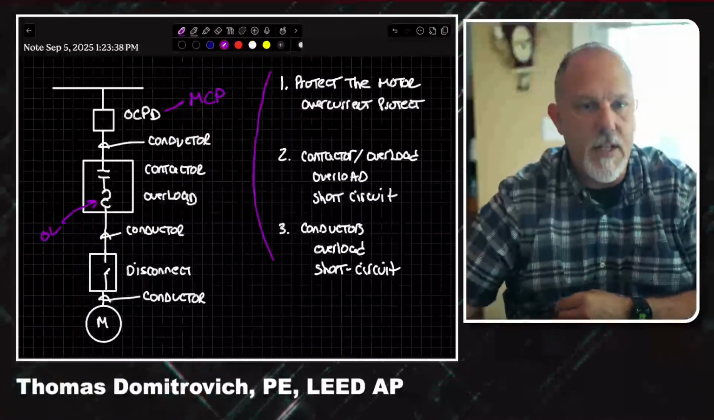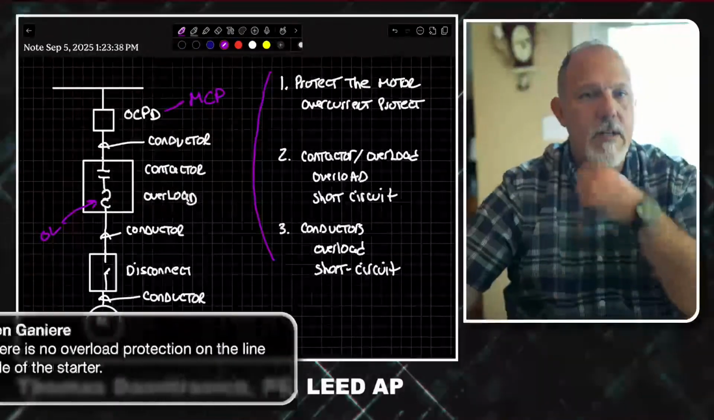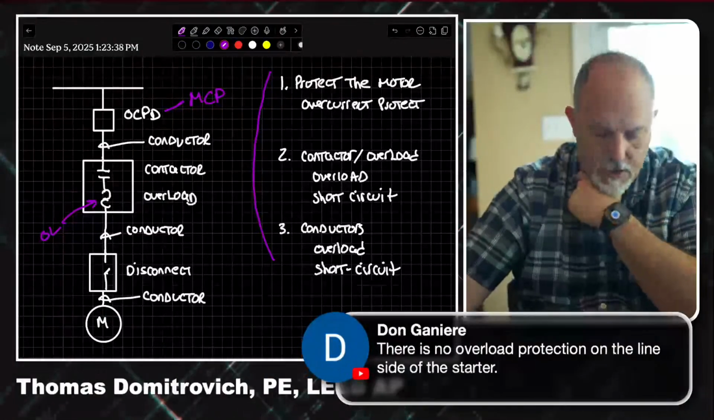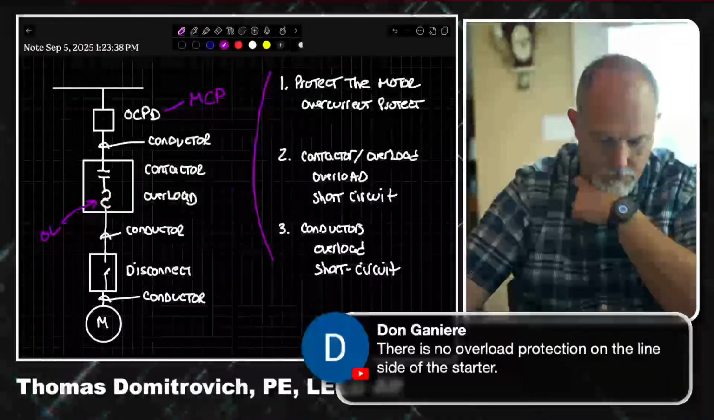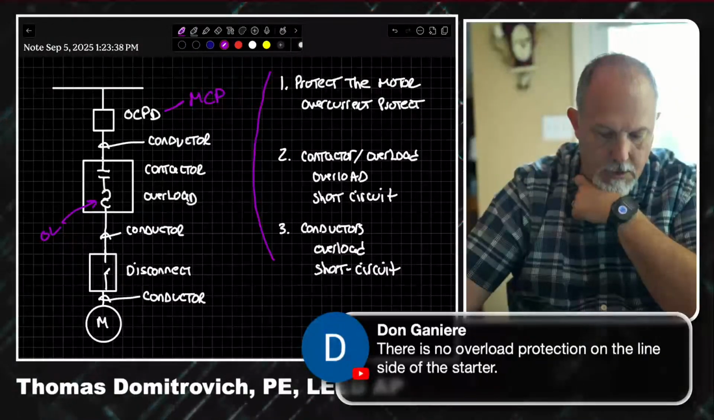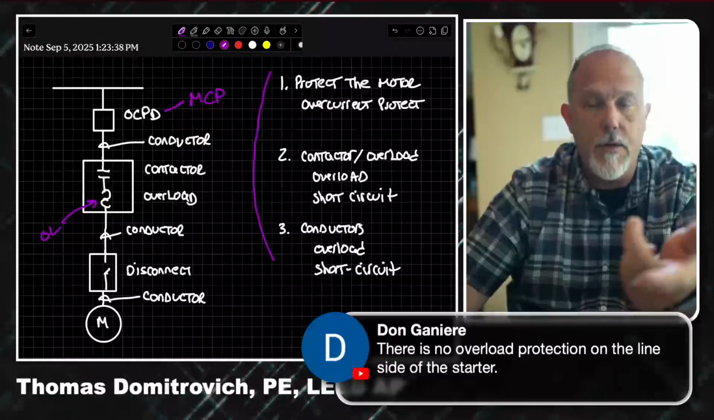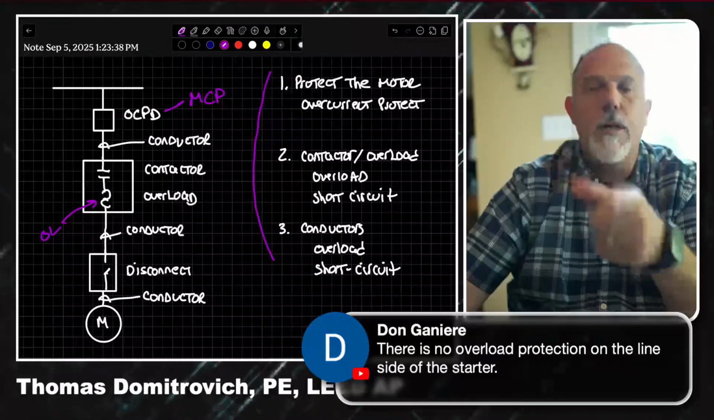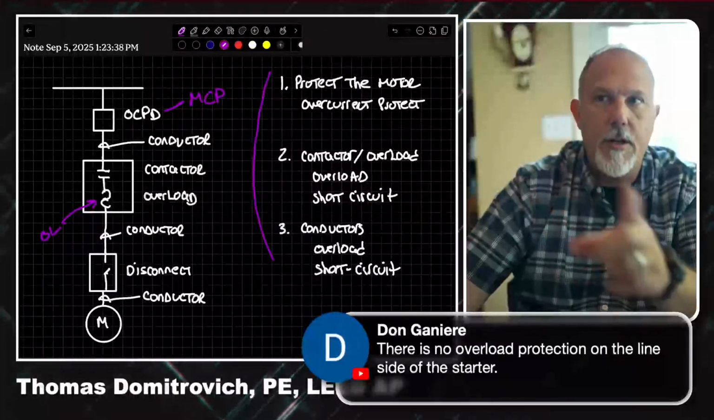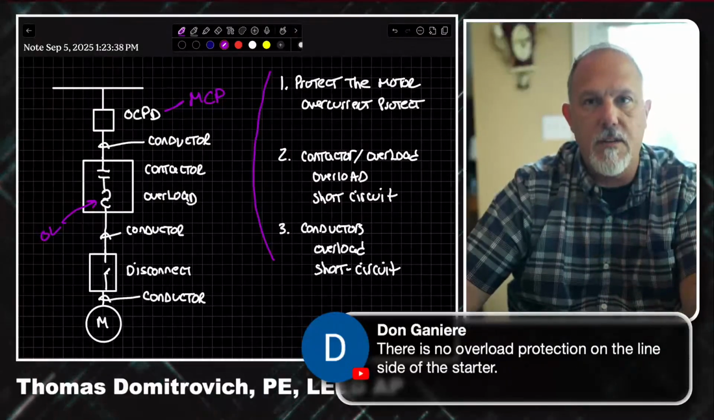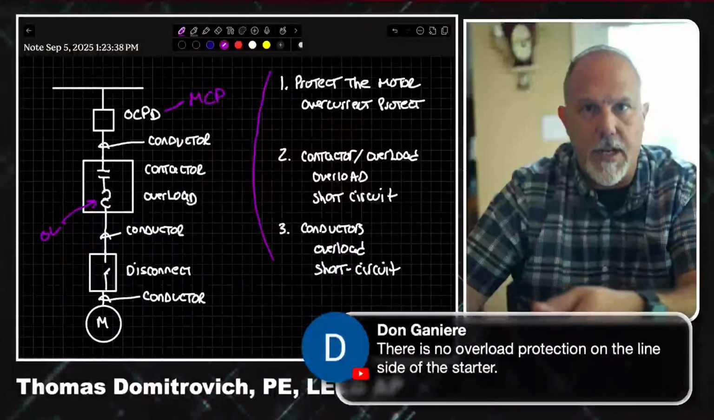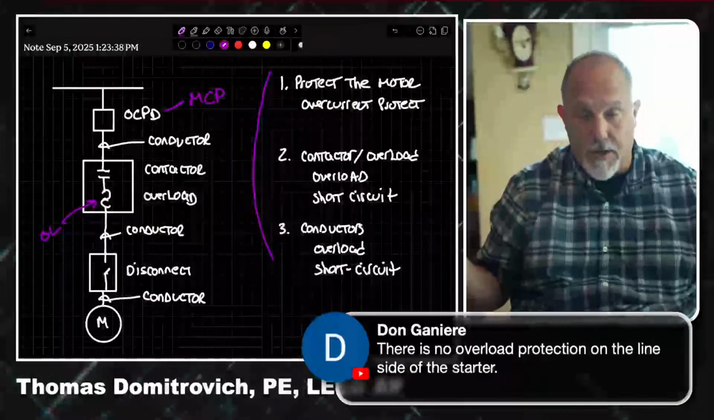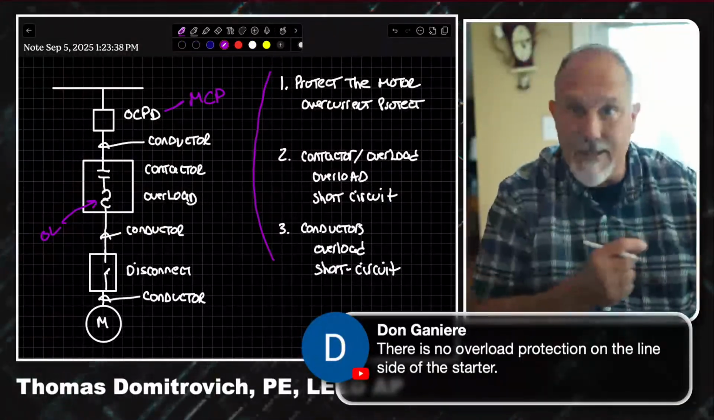All right, Don Gannier says first, there is no overload protection on the line side of the starter. Well, I have an overcurrent protected device. We're going to get into overload protection. I know where you're going, Don, and you're right. The overcurrent protected device upstream is not there for overload protection. That's why you have overload protection for the entire circuit. It's there. Where it's at doesn't matter.